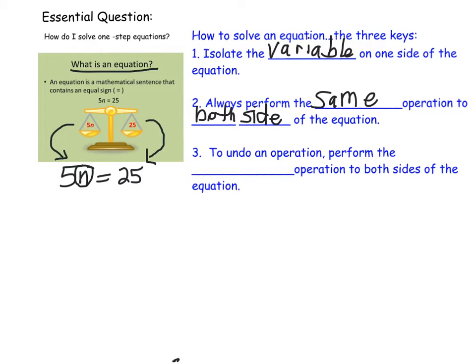And then the third step says to undo an operation. So in this case, to undo our operation, which is multiplication, we're going to perform the inverse operation to both sides. Alright, so we're going to move on to the next slide so we can talk about the inverse operations.